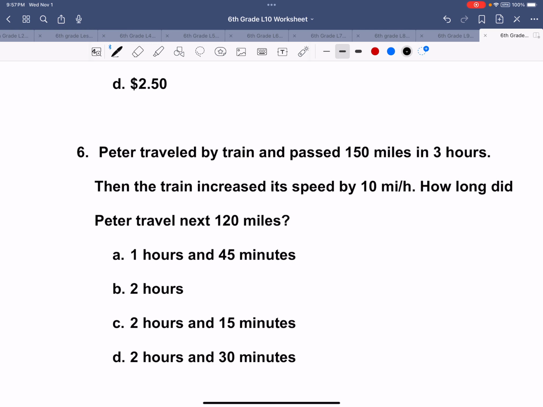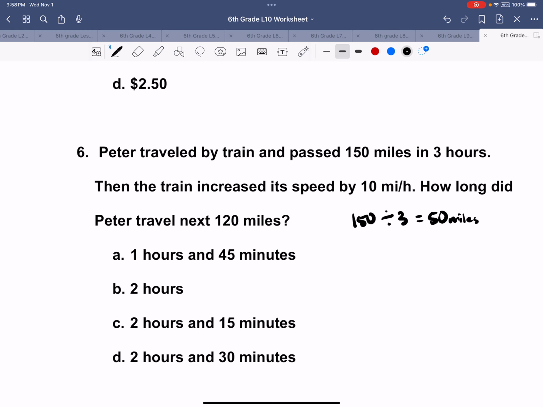Number 6. Peter traveled by train and passed 150 miles in 3 hours. Then the train increased its speed by 10 miles per hour. How long did Peter travel next 120 miles? So we know Peter traveled by train and passed 150 miles in 3 hours. So we divide by 3 to get 50 miles. Then the train increased its speed by 10 miles per hour. And how long did Peter travel next 120 miles?